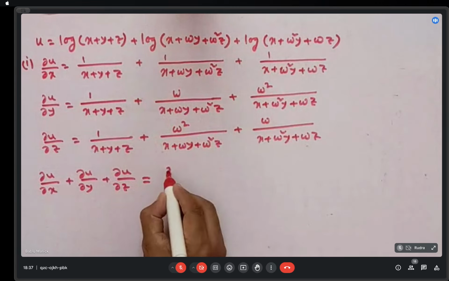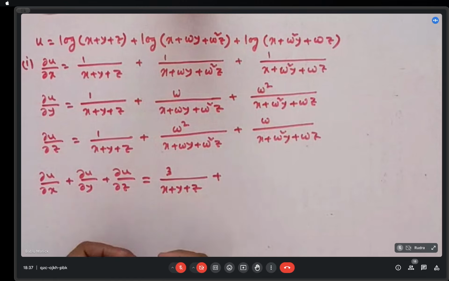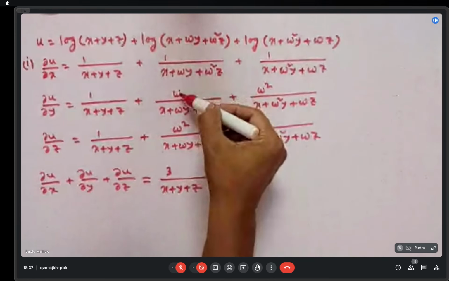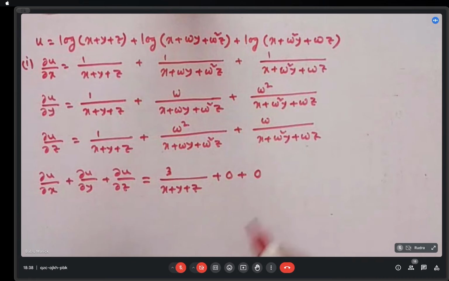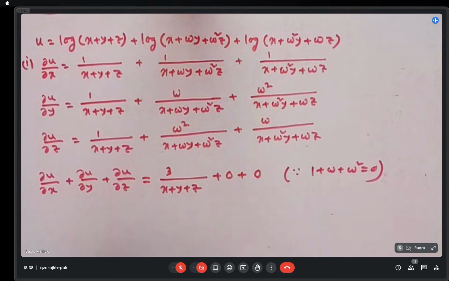Second question is del 2 del x2 plus del 2 del y2 plus del 2 del z2 of u is equal to this. So now I shall find del 2 u del x2. Second question. Number 2. This thing. Del 2 u del x2 মানে its derivative. This is minus of this square. Its derivative with respect to x is minus of this square.